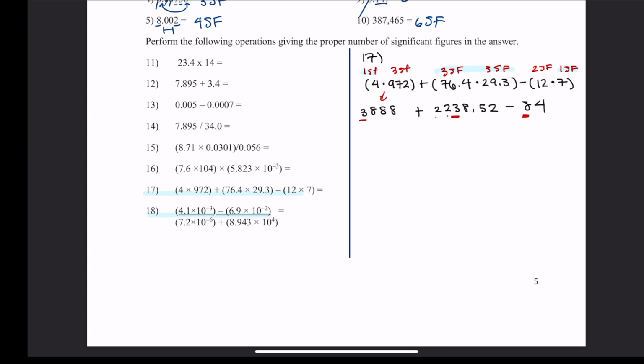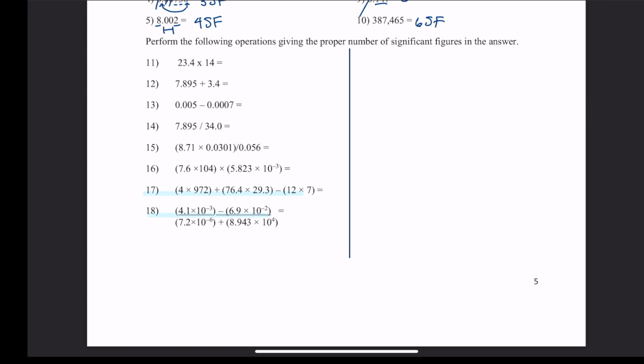And when we add and subtract, it must be the least decimal place. So since none of the highlighted numbers have a decimal place, you want to choose the highlighted number that's furthest away from the decimal, which is going to be this number. So if we add everything, 3888 plus 2238.27 minus 84, if you add everything up, you'll get 6042.27. You're just going to round it to this number, because it's only 1 sig fig, and that's the decimal place that's furthest away. So I'm going to cut it off right there, and round it down to 6,000.